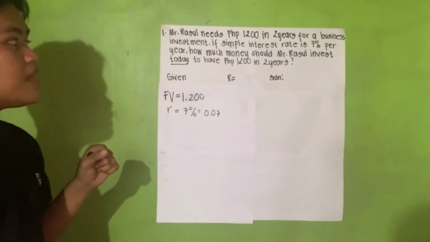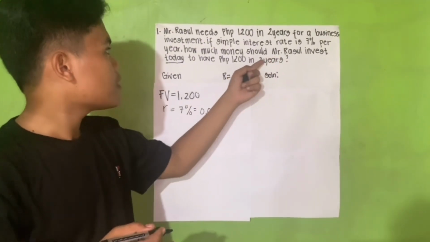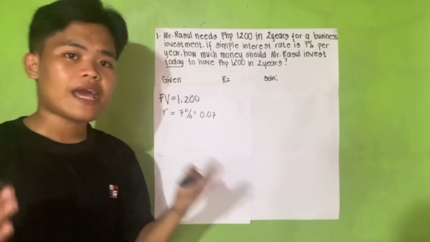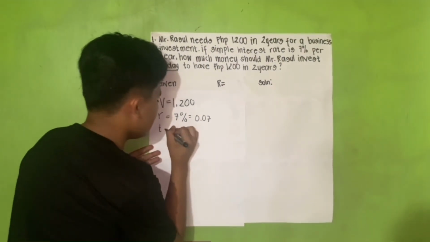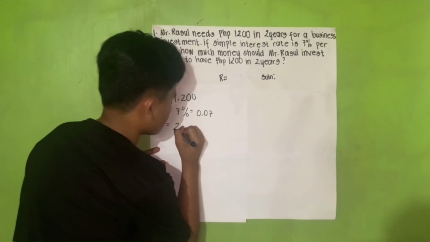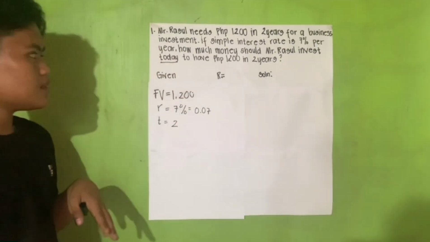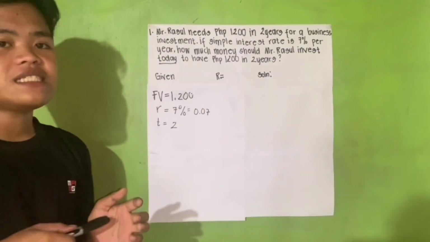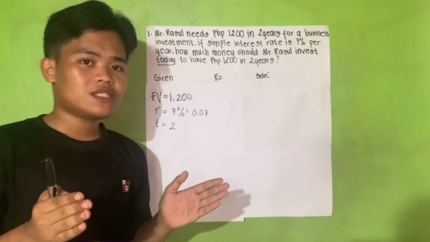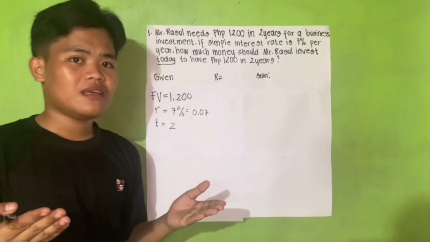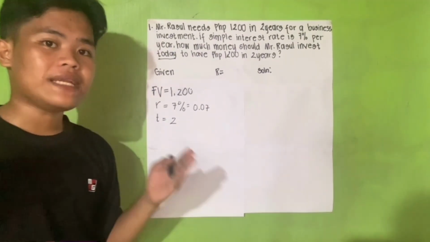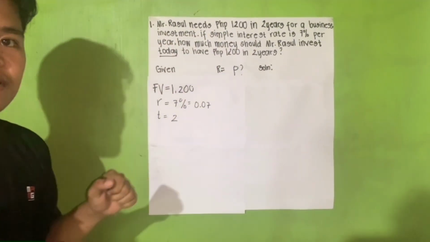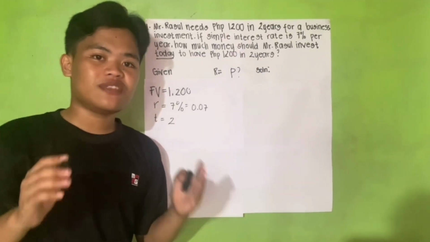Okay, and the next is the 2 years. So what is this? This 2 years is our time. Okay, so tapos na tayong hanapin ang ating given. So the next is what is required, kung ano yung hinahanap natin. Okay, so our required is the P. Now let's proceed to the solution.